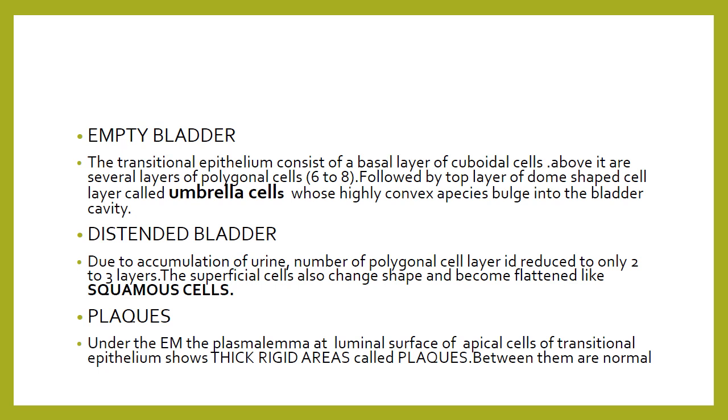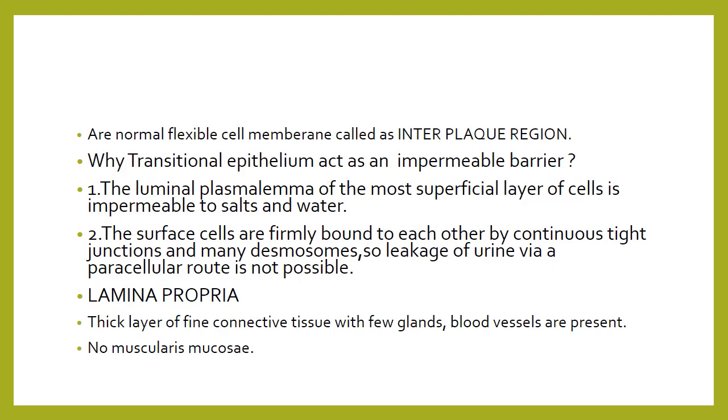Now you should also have an idea of what plaques are. When we see the epithelium of the urinary bladder under the electron microscope, we see that the plasma lemma at the luminal surface of the apical cells shows thick rigid areas which are called plaques. However, between these plaques are normal flexible layers of the epithelium. So in between them is normal flexible cell membrane, and this is called the interplaque region.